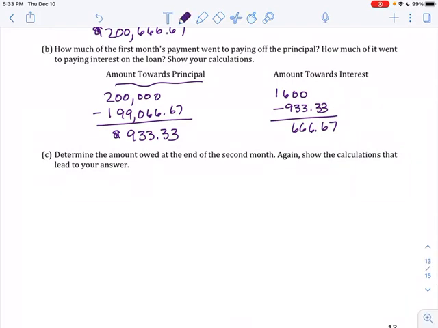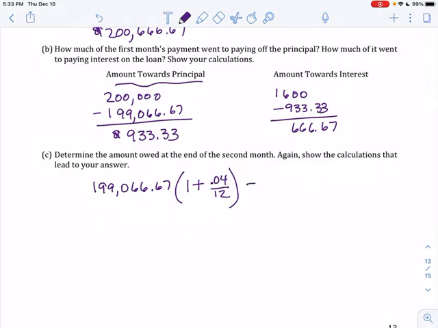Let's figure out the amount of money owed at the end of the second month. So now I don't owe the bank $200,000 anymore. I only owe them $199,066. So I'm going to figure out the interest on that, which will be a little bit less. So each month, the interest is getting a tiny bit less. All right, and then I can just do, so this is what I did before, and then I subtracted that $1,600. I'm just going to do it all in one swoop right now.